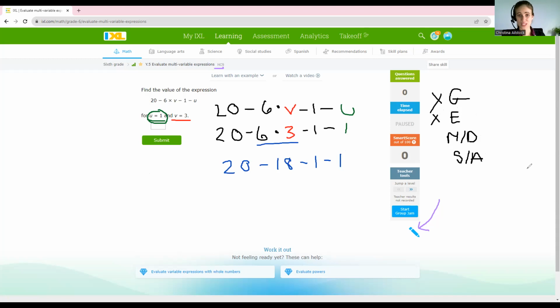And then now all that we have left is addition and subtraction. And I'm just going to do that from left to right. So 20 minus 18 is 2. 2 minus 1 is 1. And 1 minus 1 is 0.